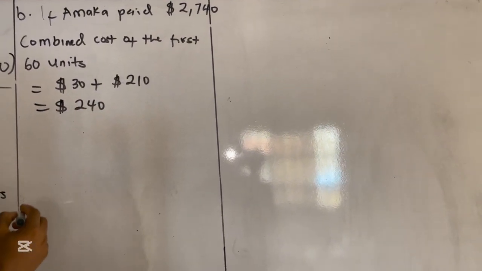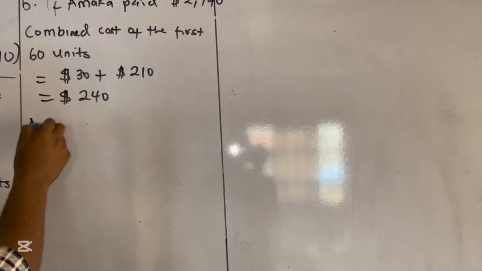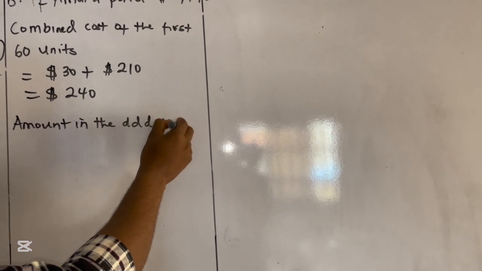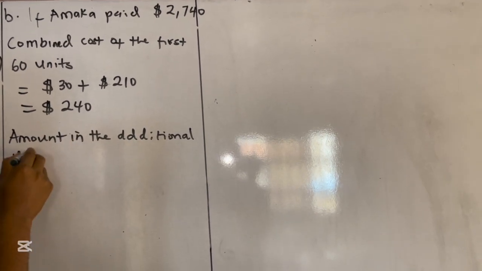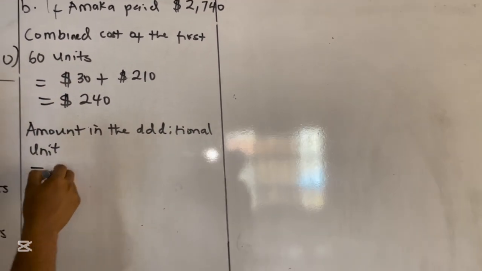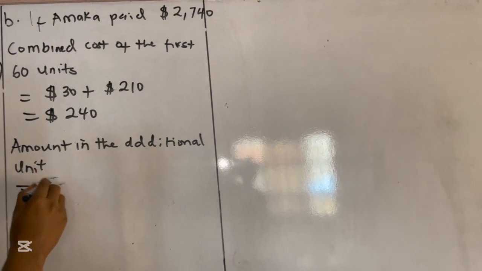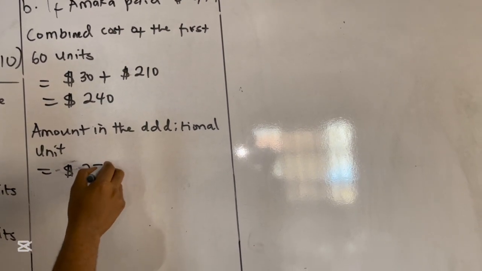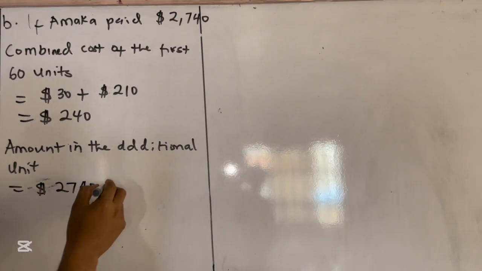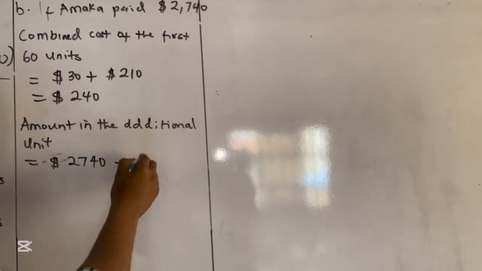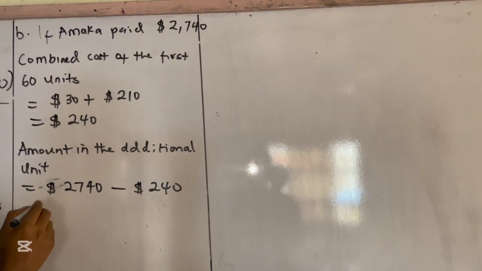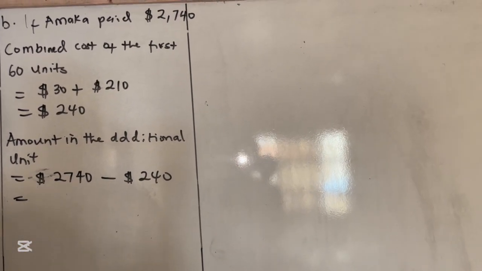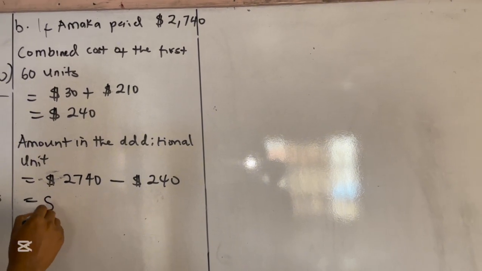So the amount in the additional unit is, sorry, not naira, we have $2,740. So we are going to subtract this from this. So we have 2,740 minus 240 will give us 2,040.